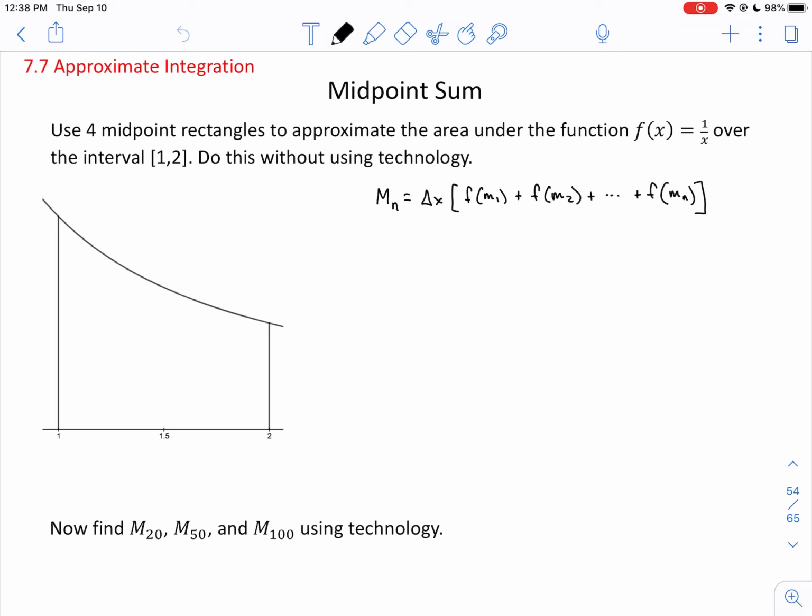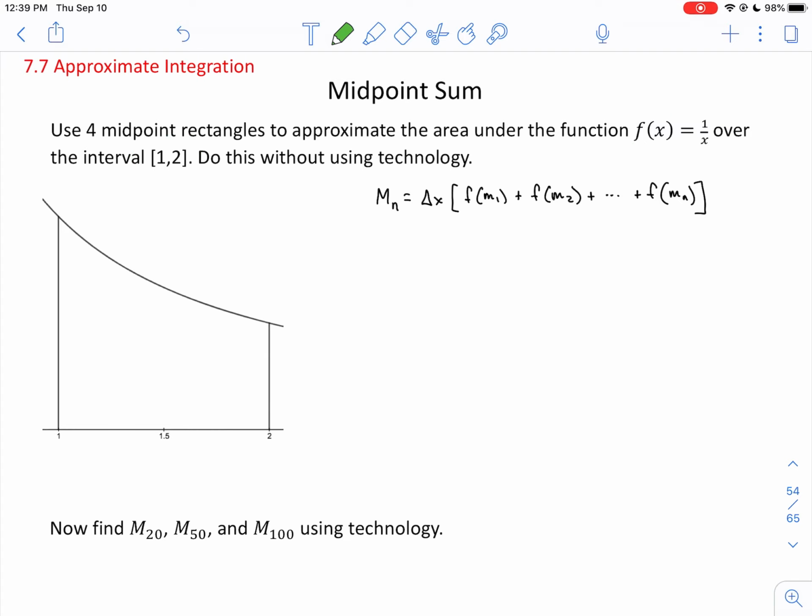Good day, calculus students. Today, approximate integration. The purpose of this unit is to show you a variety of ways of approximating the area under a curve. So we're after the amount of area under this curve here, and the function that we are given is 1 over x, and we know that it's over the interval from 1 to 2.